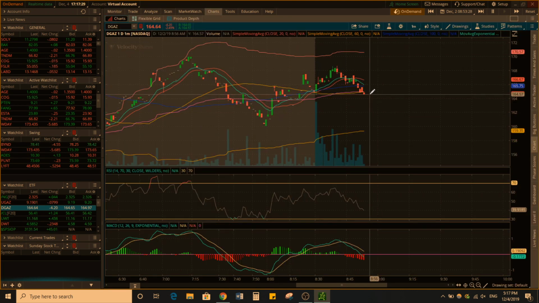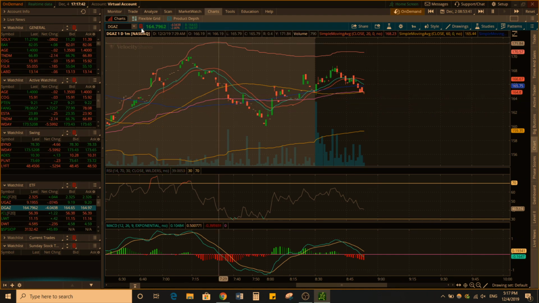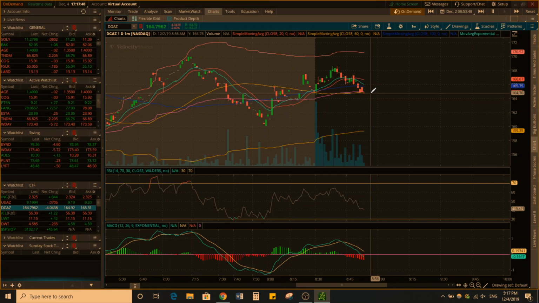And it looks like it keeps on going down. Okay. Maybe I should have looked at the MACD a little bit closer. But I went in with that small position because I knew this was a riskier trade. 164.77, so about there. Okay.